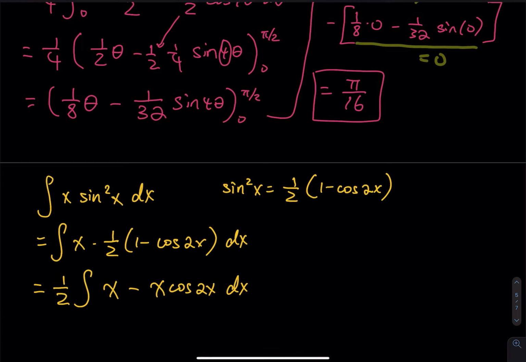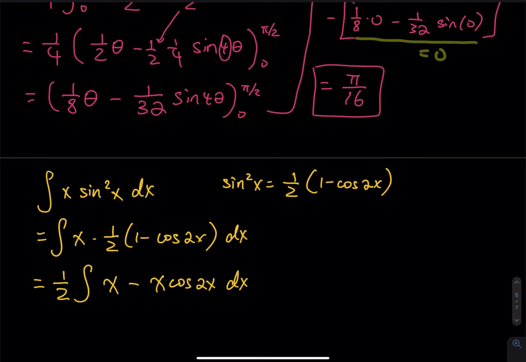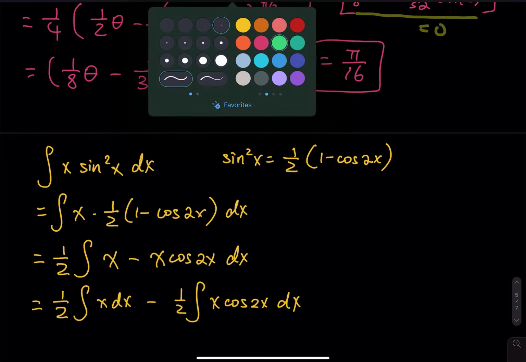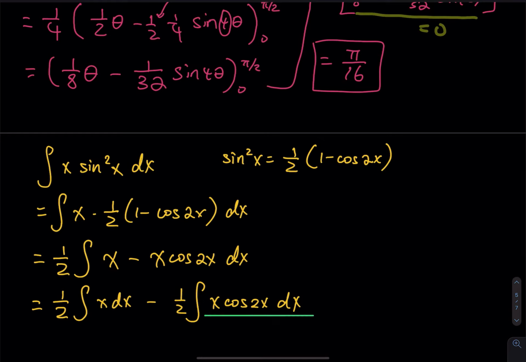This one, the u substitution is not going to work. You have to do an integration by parts. So if you break this down into two integrals, that will be 1/2 integral of x dx minus 1/2 integral of x times cosine 2x dx. This is an x times a cosine function, so that is clearly integration by parts. So we let u equal x, du equals dx, and dv equals cosine of 2x dx.